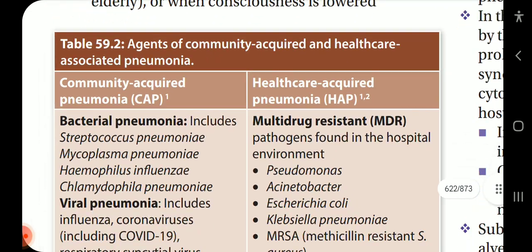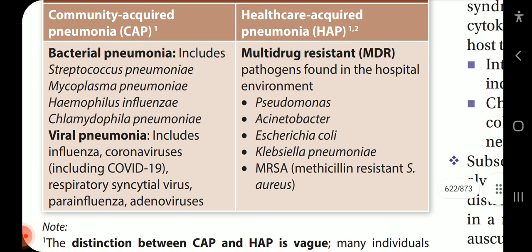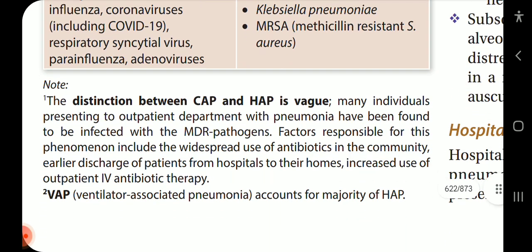Now, let us see the agents of community-acquired and healthcare-acquired pneumonia. CAP: bacterial pneumonia includes Streptococcus pneumoniae, Mycoplasma pneumoniae, Haemophilus influenzae, and Chlamydophila pneumoniae. Viral pneumonia includes influenza, coronavirus including COVID-19, respiratory syncytial virus, parainfluenza, and adenovirus. About HAP, multidrug resistant, MDR, pathogens found in the hospital environment are Pseudomonas, Acinetobacter, E. coli, Klebsiella pneumoniae, and MRSA, methicillin resistant Staph aureus.